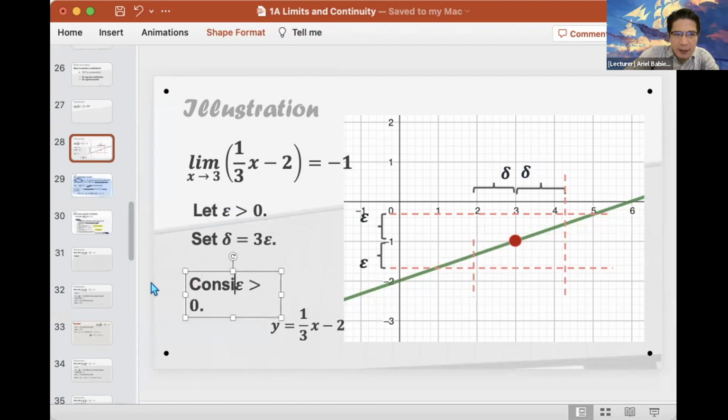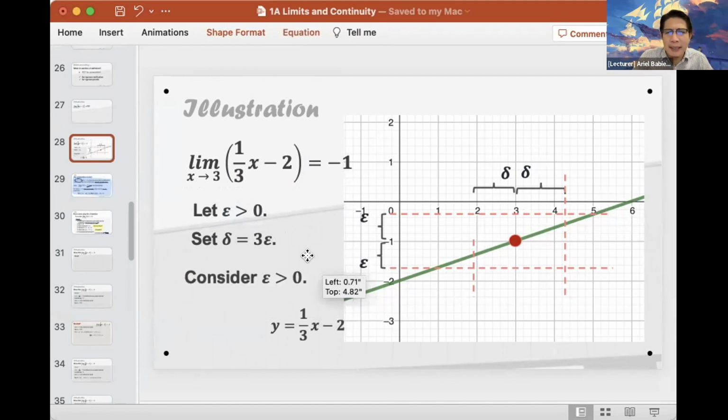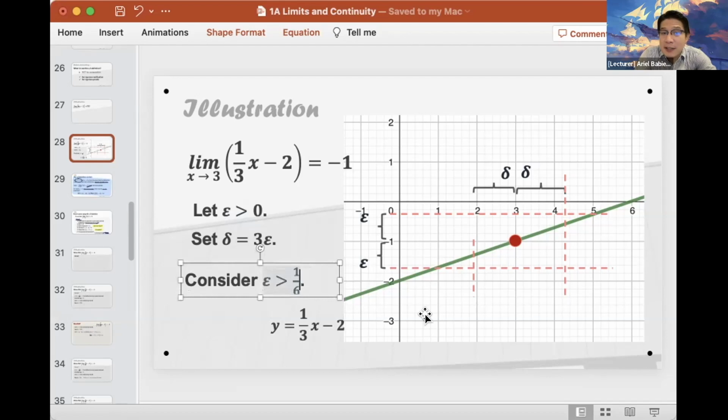What specific value of epsilon do you want? Of course, we choose a small epsilon because we want the function values to be near this limit, -1. So what value of epsilon do we want? Anyone? Anything is fine. Let's say small. Is 1/6 okay with you? Okay. Specifically, consider epsilon to be equal to 1/6.